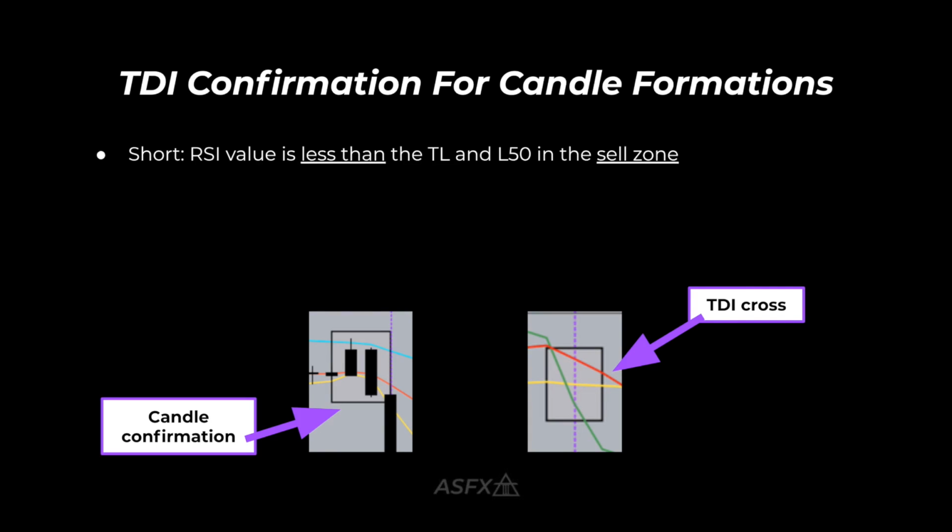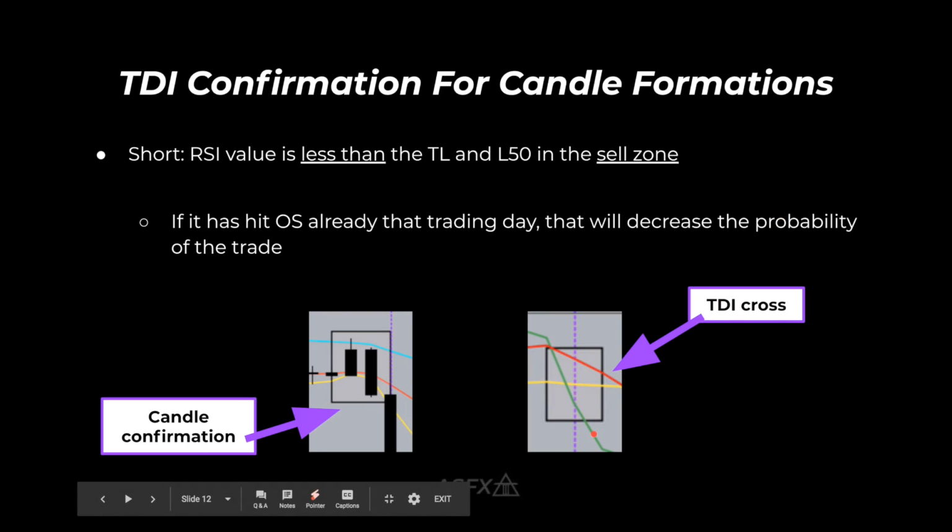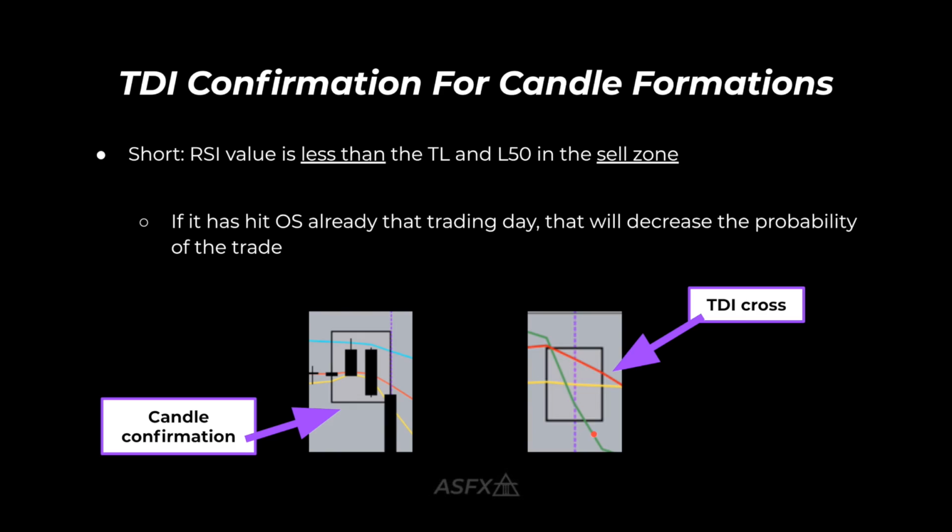So short, it's just the inverse. The RSI value is going to be less than the trend line and the liquid 50 in the sell zone. You're going to get that RSI moving through in the sell zone. And there are other parameters to this, like we talked about overbought and oversold and things like that, and I'm going to tie that in as we get into the markups.